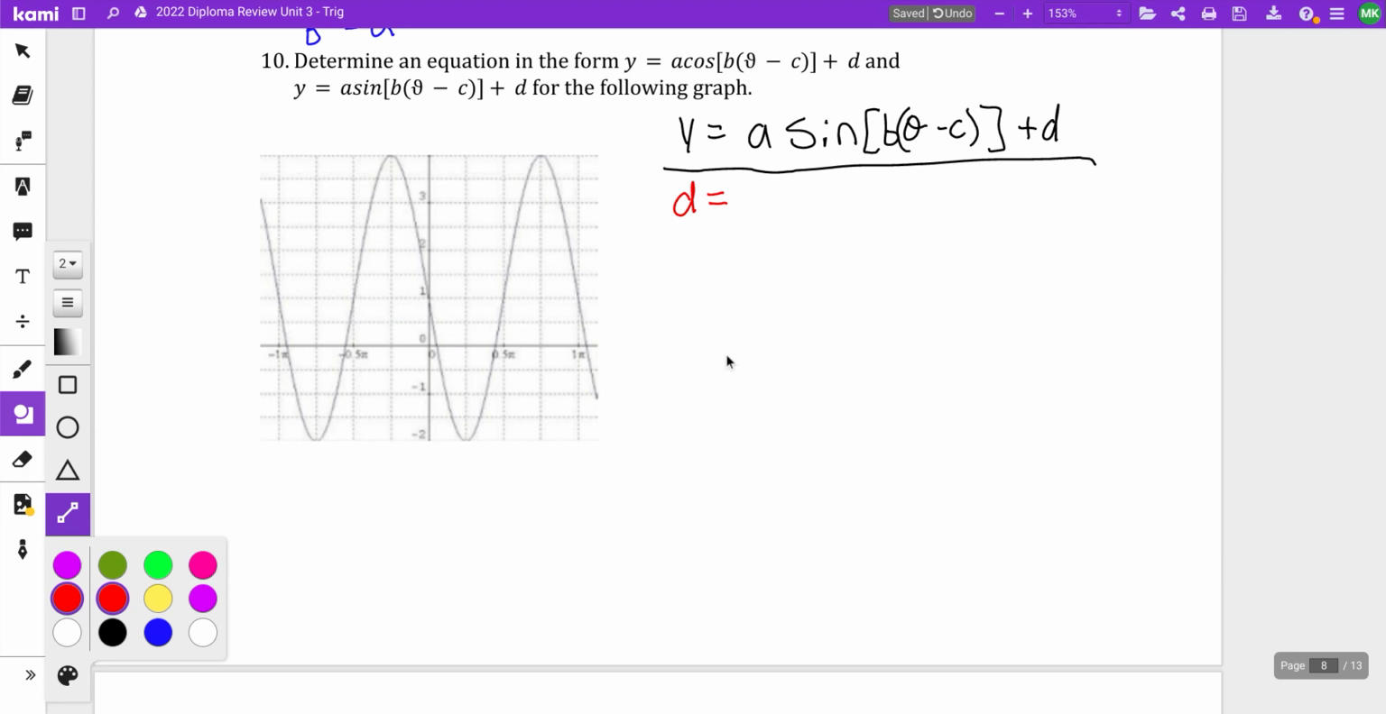Trying to draw a midline. Let's try here at 1. That looks a little bit closer. To know if you're correct or not, check to see if the distance to the top and the distance to the bottom are the same.